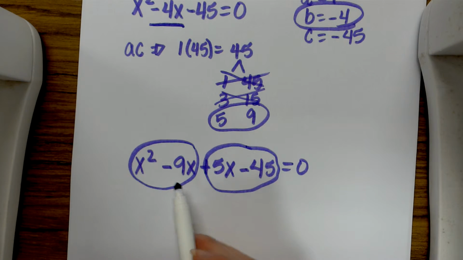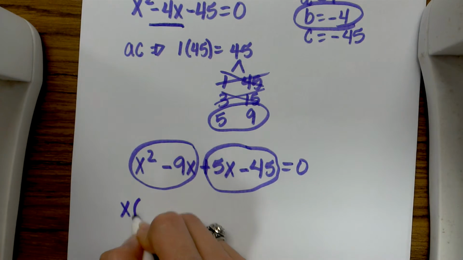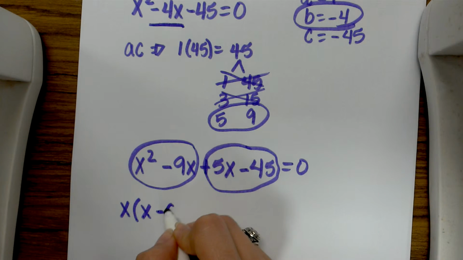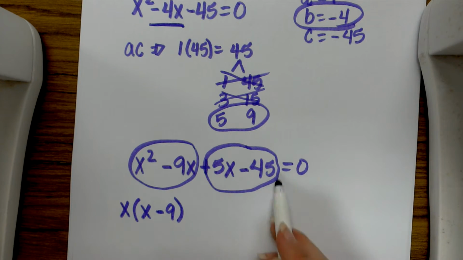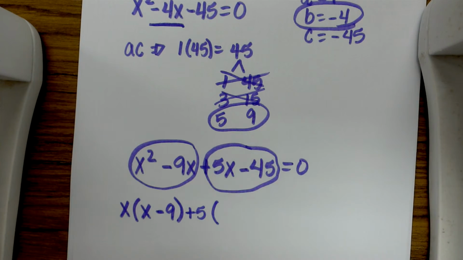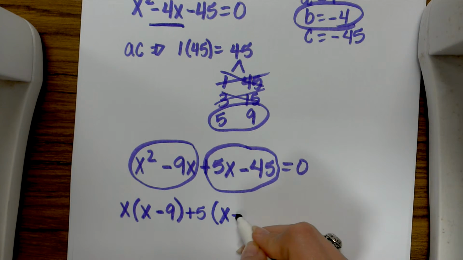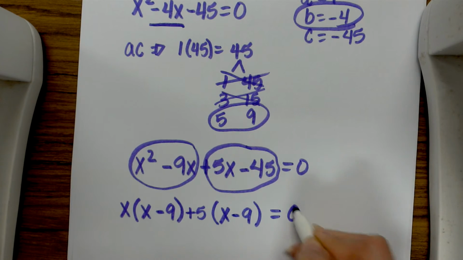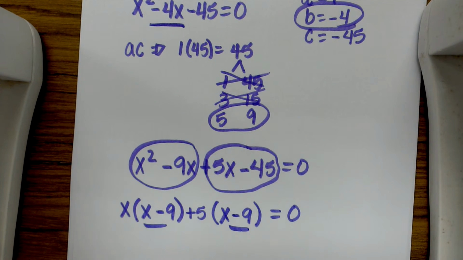So what can I pull out of here? Well, I have a 1 and a 9. I really can't pull out anything with the coefficients, but I can pull out an x. So I'm going to pull out an x, and I'm left with an x here and a negative 9 here. And here, what can I pull out? I can't pull out an x, but I can pull out a 5. If I pull out a 5 from here, I'm left with x, and from here, I'm left with a negative 9. So these are equal. That's what we wanted.